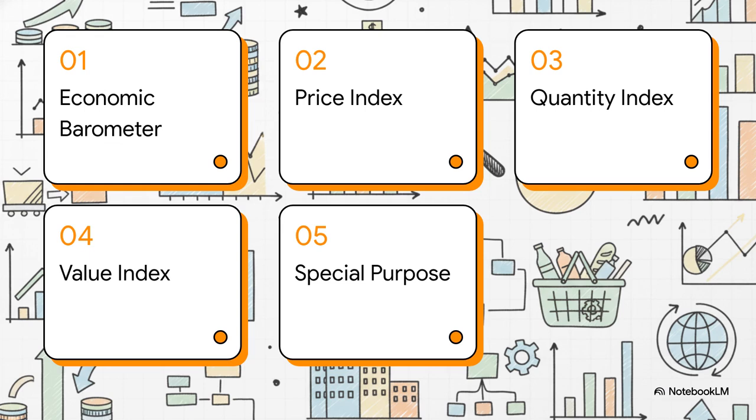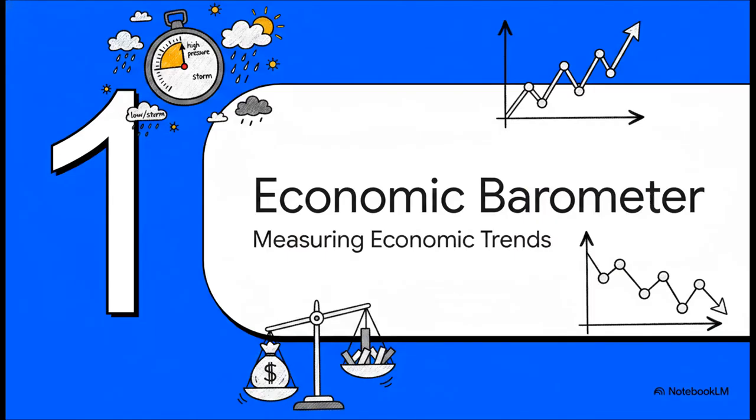Here's our quick roadmap for this explainer. First, exploring the economic barometer. Second, the price index and market fluctuations. Third, the quantity index for physical output. Fourth, the value index, the hybrid beast, and finally, special purpose niche economic tools. Let's get moving. Section 1.